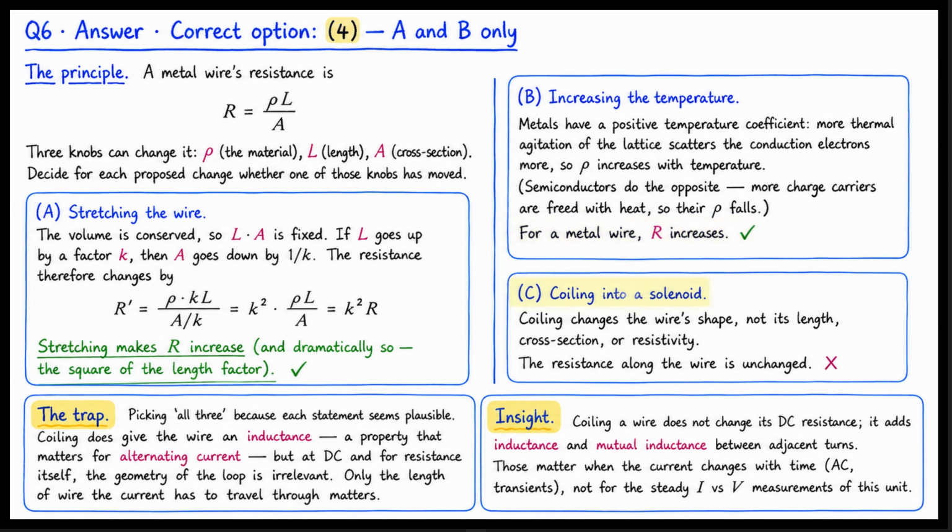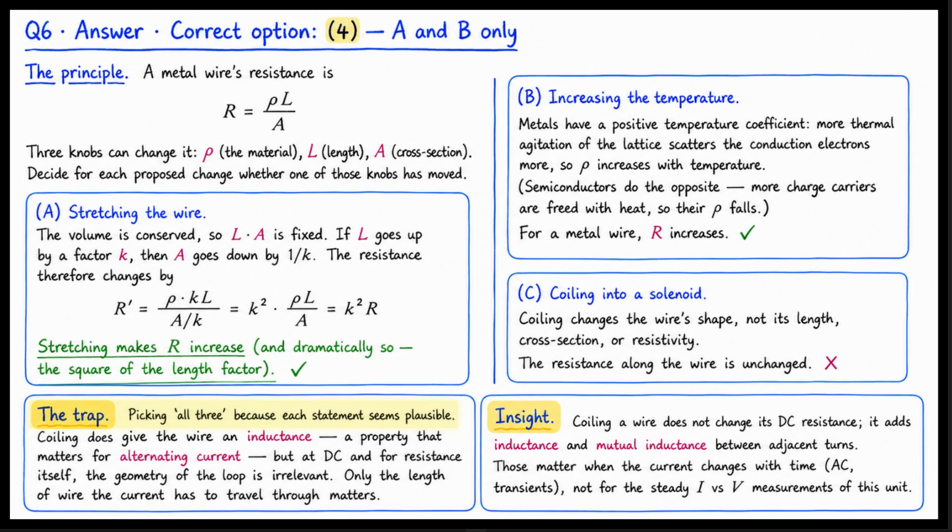Statement C. Coiling into a solenoid. Coiling rearranges the wire's geometry, but the wire itself, its length, its cross-section, its resistivity, is unchanged. R does not change. The thing coiling changes is inductance, but inductance only matters when the current is changing with time. For the steady DC measurements of this question, R is the same as it was. So the answer is A and B, only option 4.